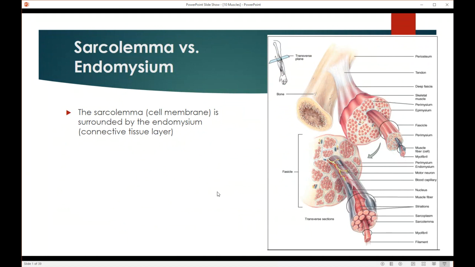So the sarcolemma versus the endomysium. So you might see these as interchangeable, okay, but they're not technically. The sarcolemma is the cell membrane. So the muscle cell is covered, remember, with that cell membrane, and that's called the sarcolemma when we talk about our muscle fibers, okay? And that sarcolemma is then surrounded by the endomysium, okay?